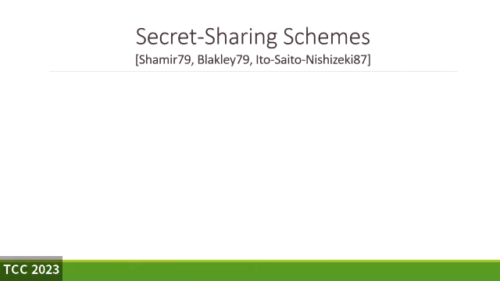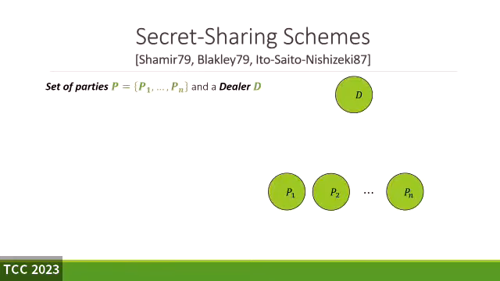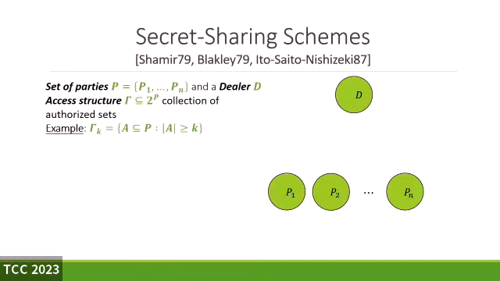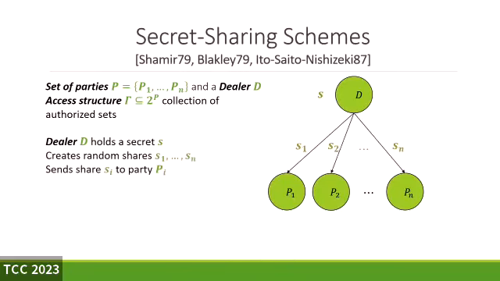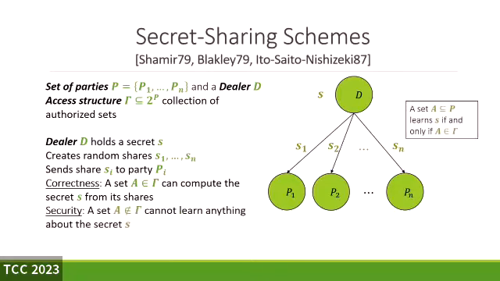introduced by Shamir, Blakley, Ito, Saito, and Nishizeki. In a secret sharing scheme, we have a set of parties and a dealer D. We also have an access structure, a collection of authorized sets, for example, Γ_k, all the sets of size k or more. The dealer holds a secret s, creates random shares and distributes them to the parties. We say that the scheme is correct if every authorized set, i.e. a set in the access structure, can compute the secret from their shares. And we say that the scheme is secure if every unauthorized set cannot learn any information about the secret.